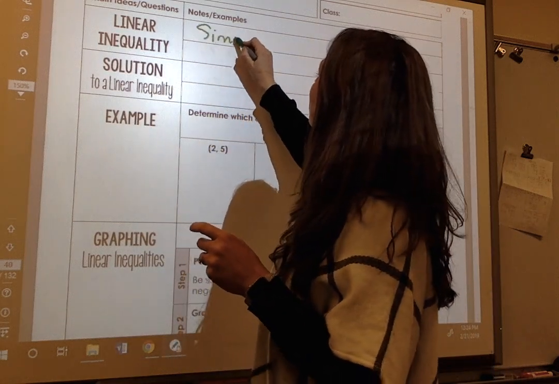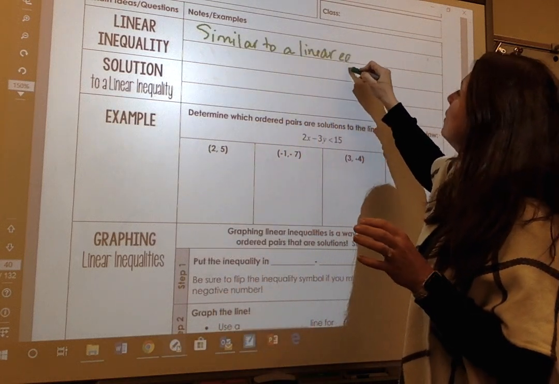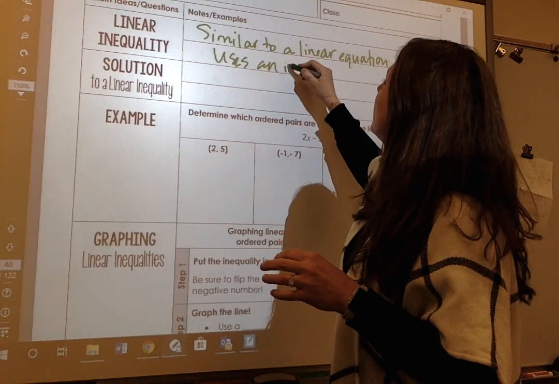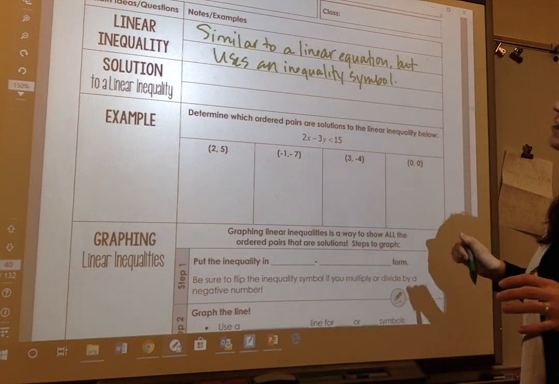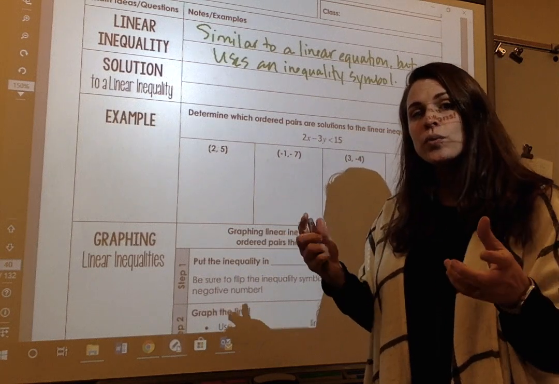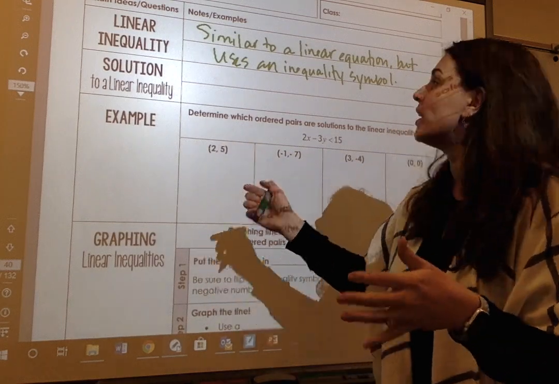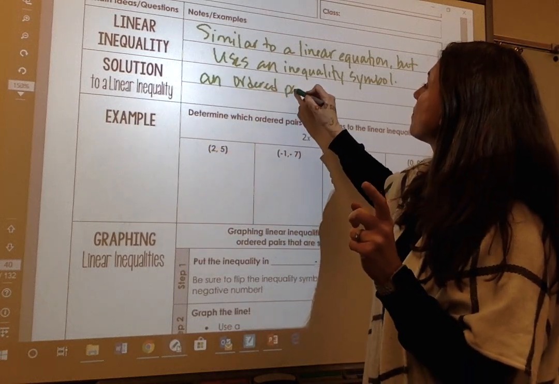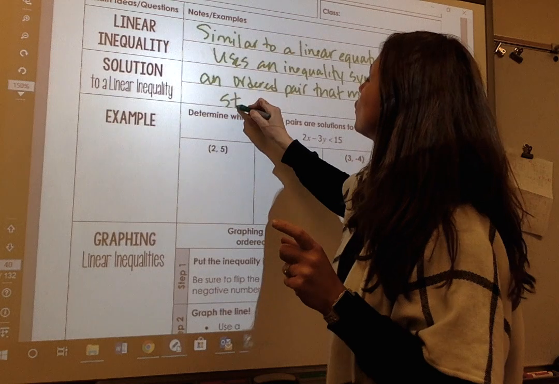So similar to a linear equation, but it uses an inequality symbol. So that's the definition. When we ask for a solution to a linear inequality, a solution is really just like equals something. But because this is an inequality, when we look at a solution, it is any ordered pair that makes the statement true.